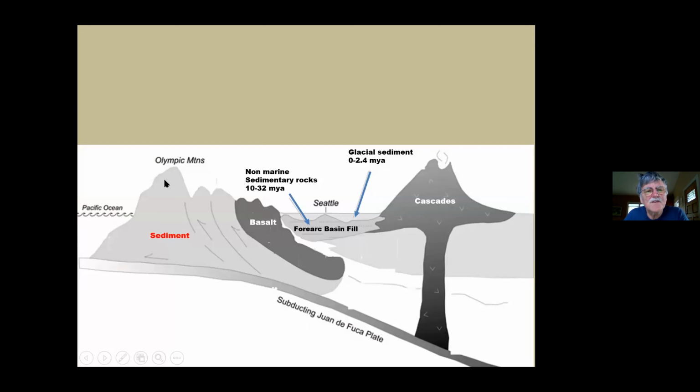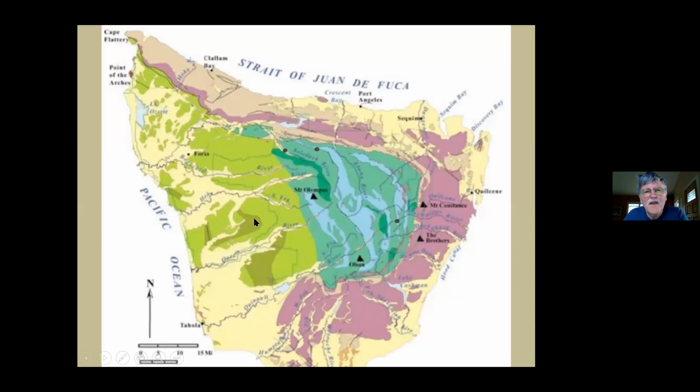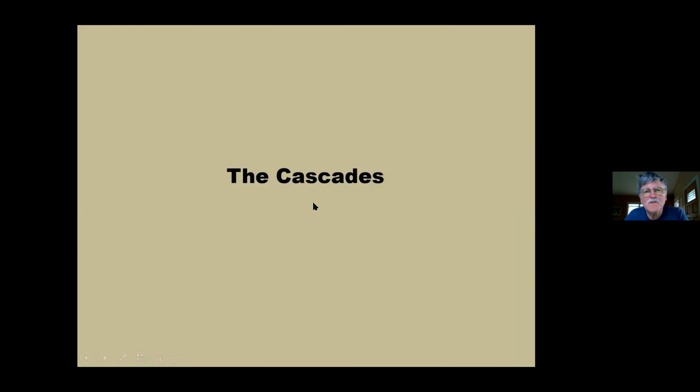So like this, here's the Olympic Mountains, here's the Pacific Ocean, and here's the sediment, which constitutes most of the mountain, and then the basalt rimming it. And so here's a geology map from the air, an aerial view. Here's the basalt forming a horseshoe around the Olympics, and this is all sediment. So that's the origin of the Olympics.